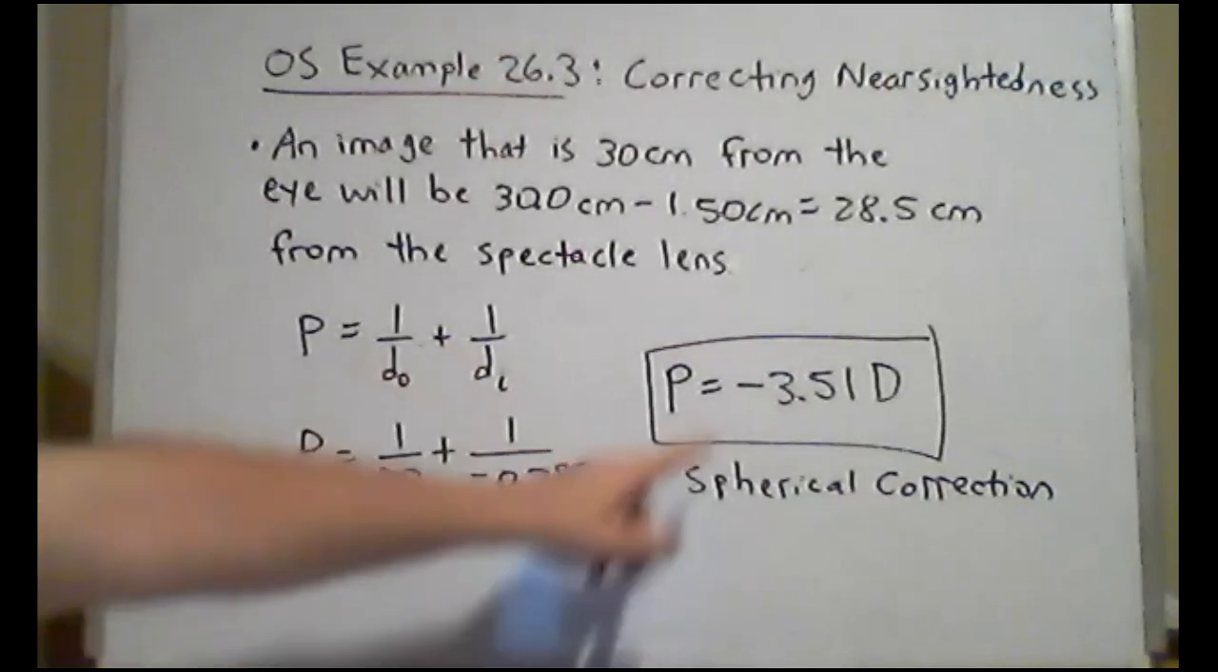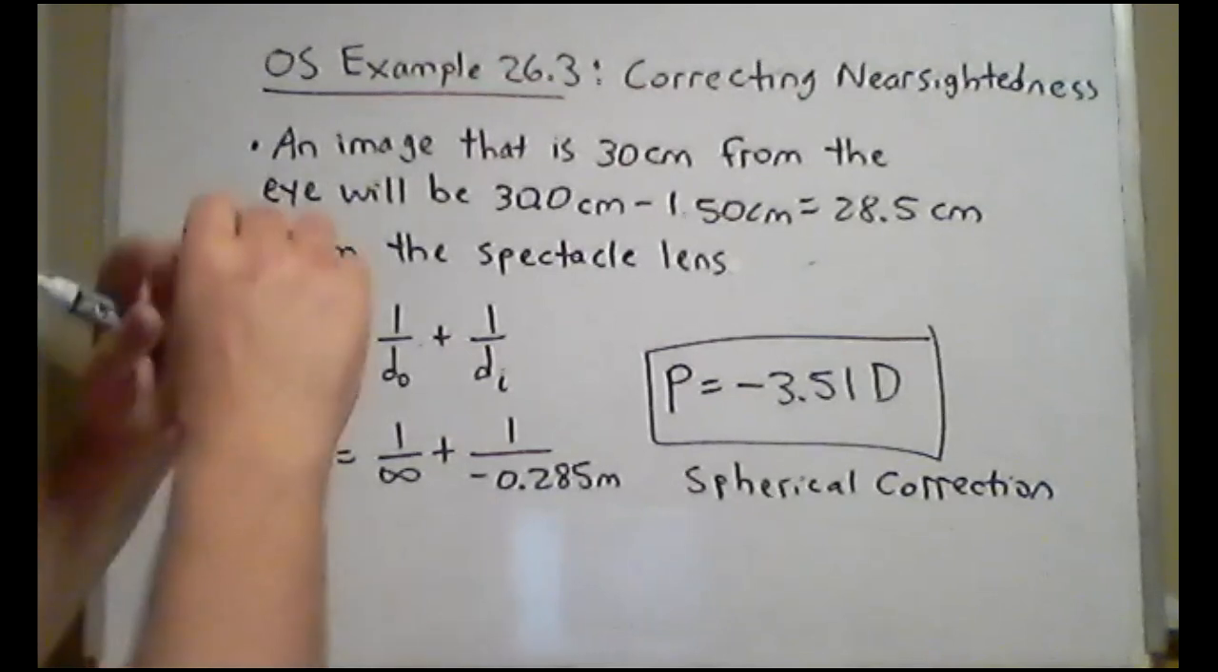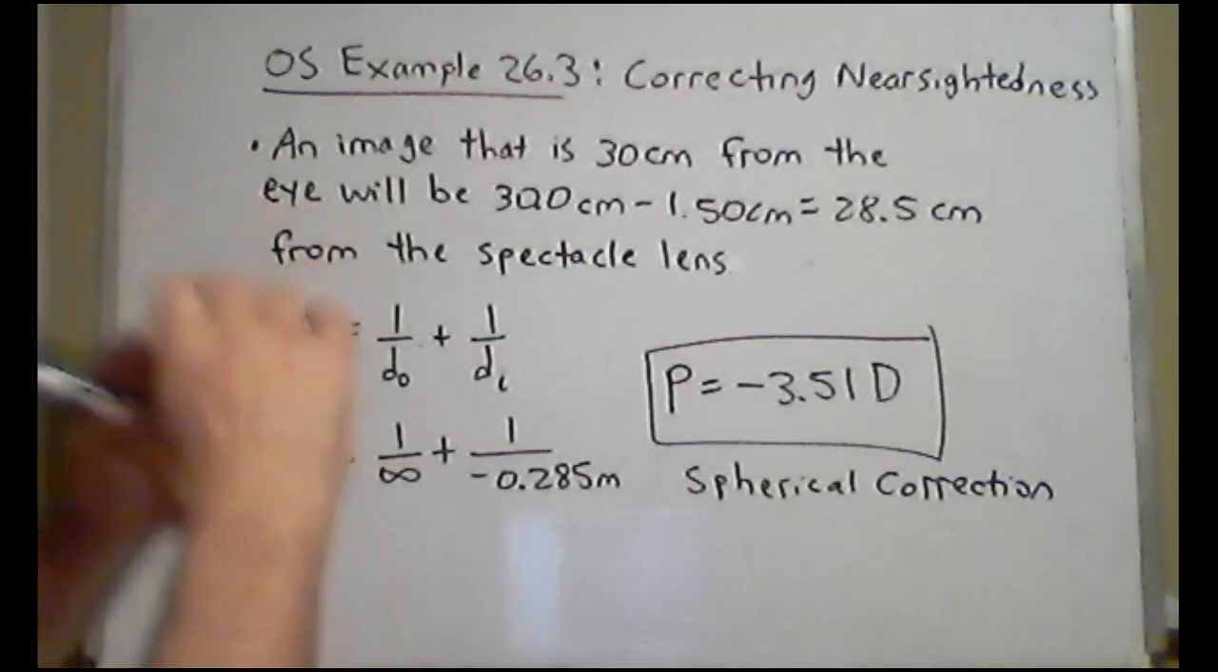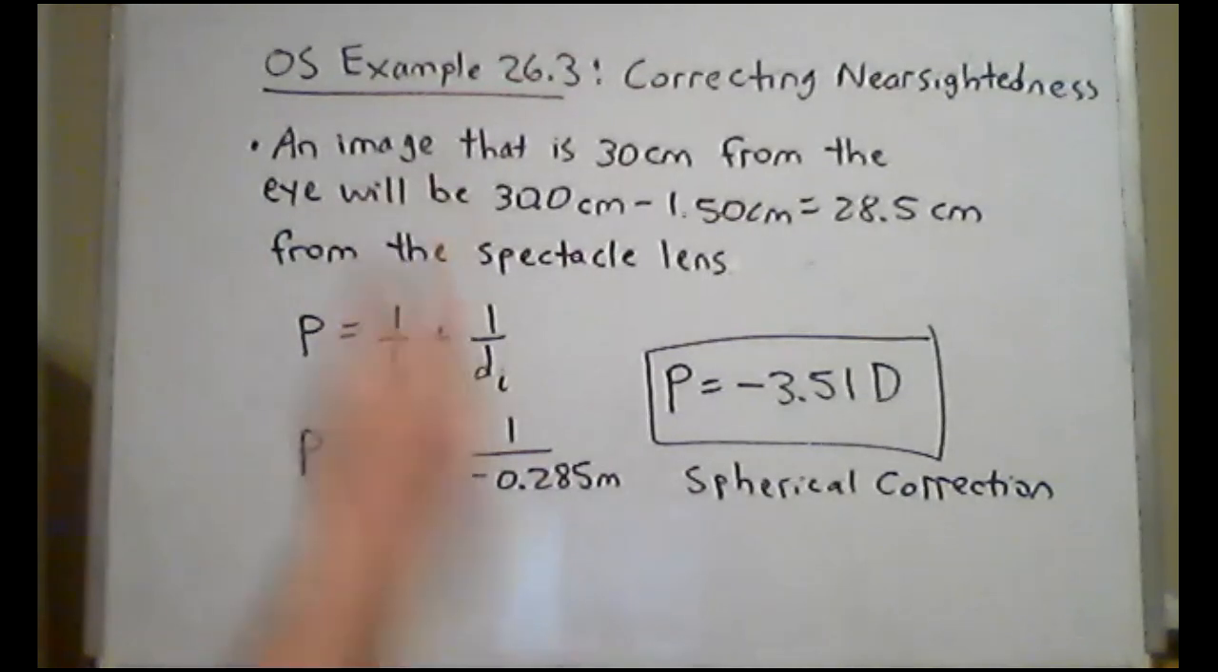And what does that mean? When you have a focal length that's negative, that means you have a concave diverging lens. A lens that has negative focal length is a diverging lens or a concave lens. So if you look at the eyeglasses of somebody who is nearsighted, they are going to be thicker on the sides and thinner in the middle. They're going to have a concave lens. Okay. What about a farsighted person? That's correcting nearsightedness. Let's correct farsightedness.